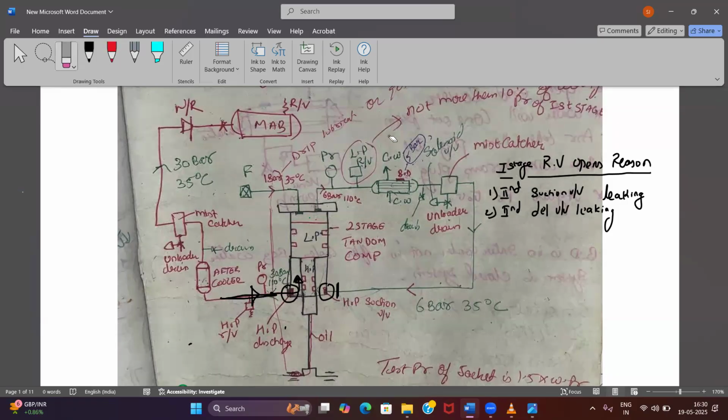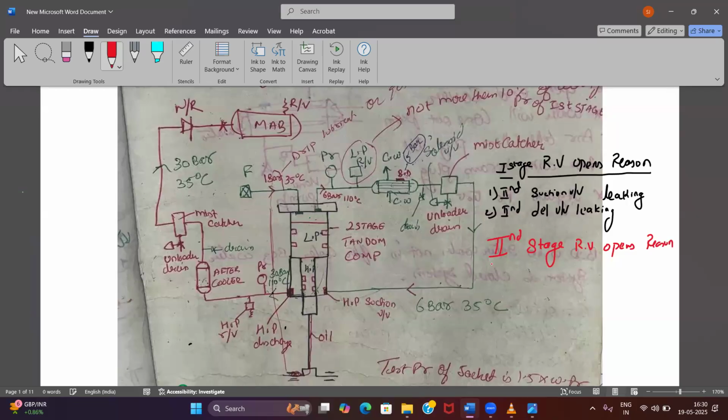Because you have to explain it to him. I have written these two parts, but when he asks, he will ask you to explain what you are saying. Okay? Second, delivery valve. Can you just repeat, sir, once again? Yeah. Second stage relief valve opens.